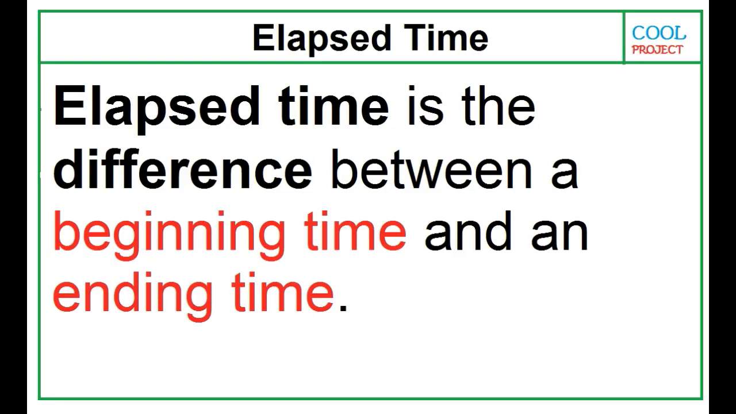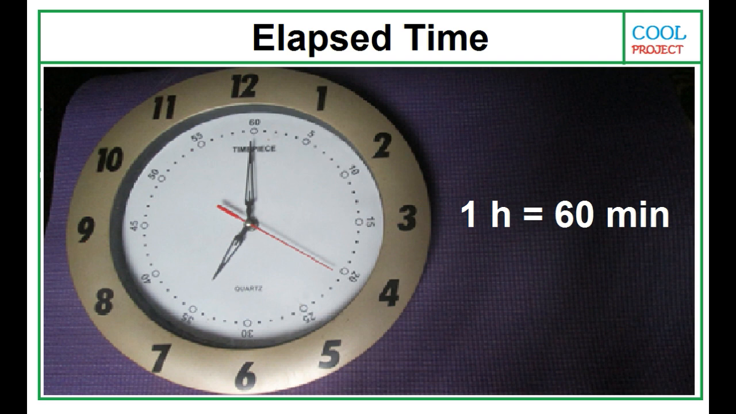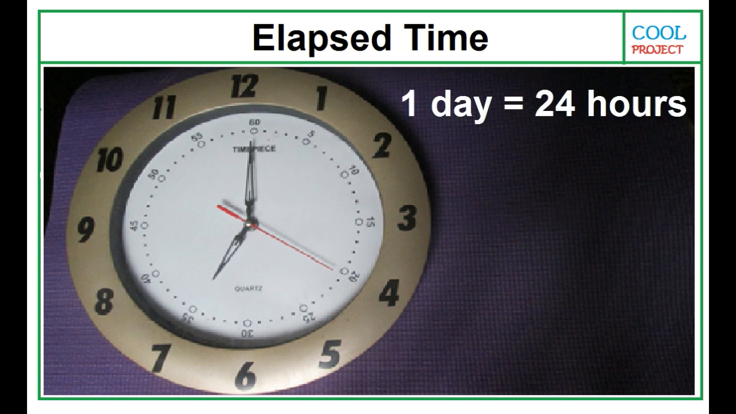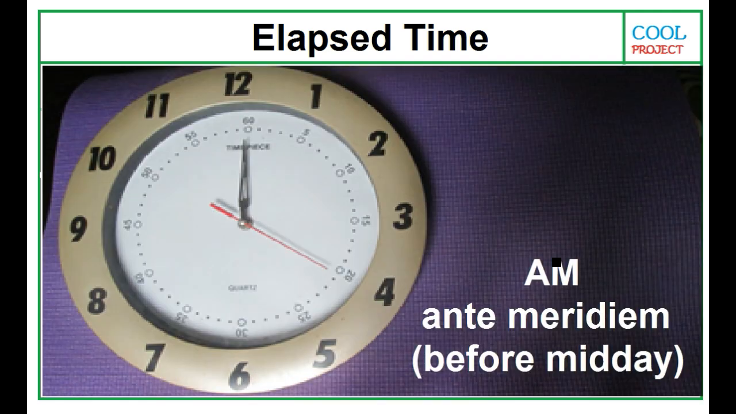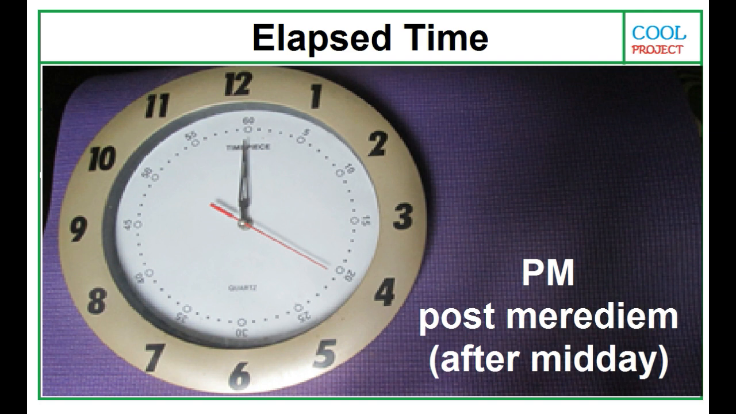Elapsed time is the difference between a beginning time and an ending time. To find the elapsed time, it is important to know that 1 hour is equal to 60 minutes, 1 day is equal to 24 hours, which is divided into two 12-hour periods, AM and PM. AM is from the Latin antimeridium, and PM is from the Latin postmeridium.